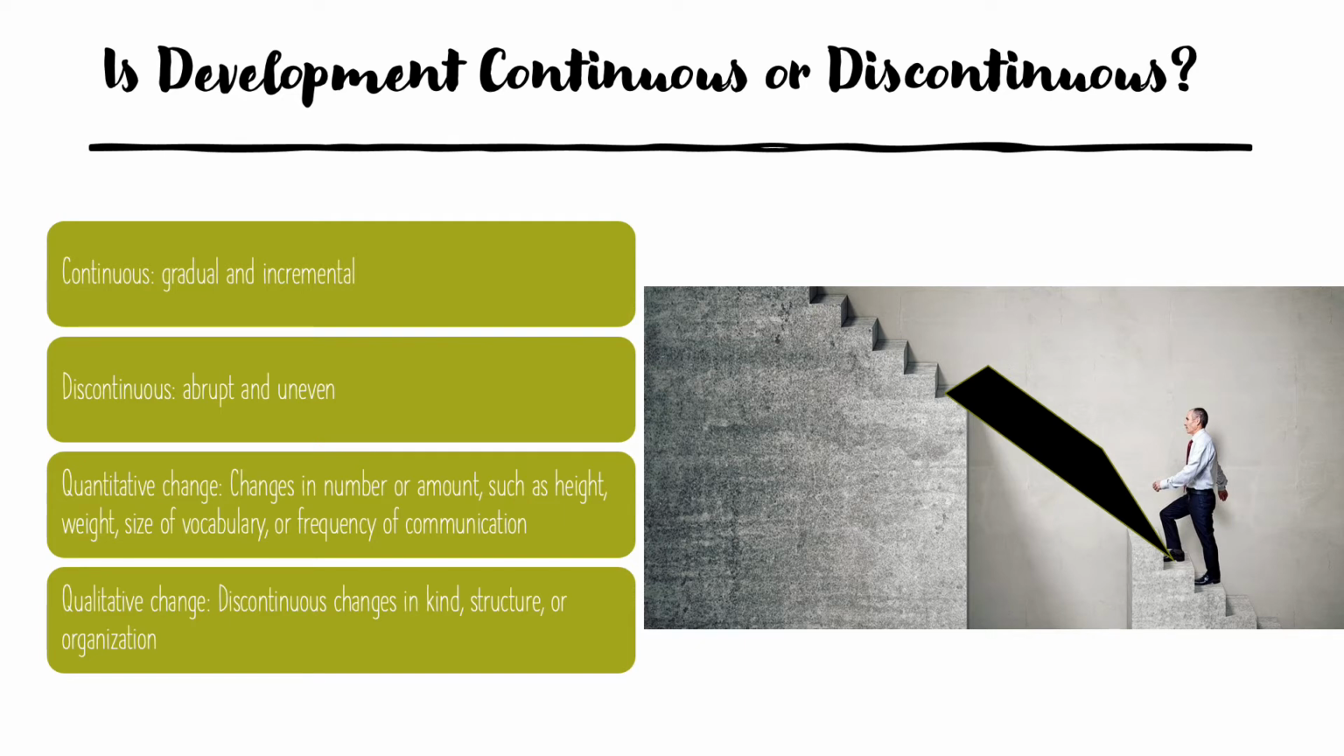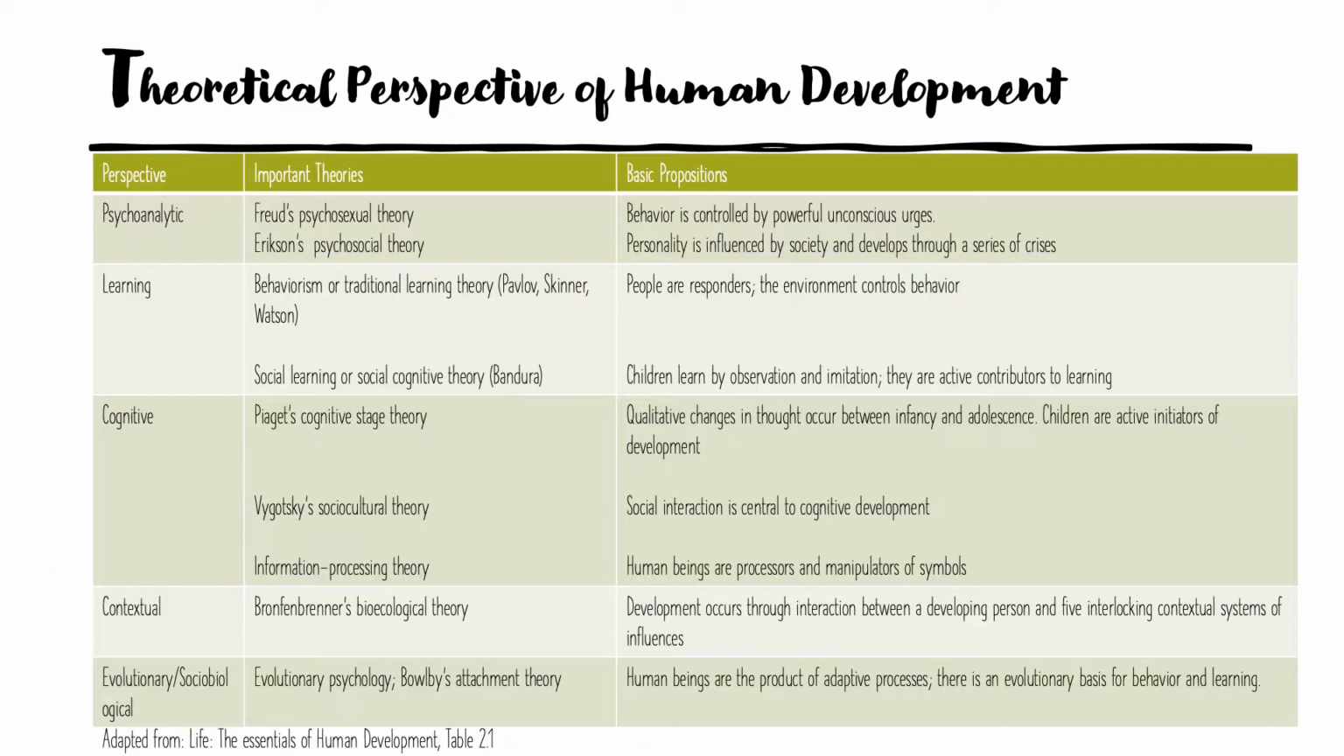So it's the difference between continuous is gradual and incremental, discontinuous is abrupt and uneven. You have quantitative change. These are changes in number and amount, such as height, weight, size, vocabulary, and communication, and you have qualitative changes, discontinuous changes in kind, structure, and organization.